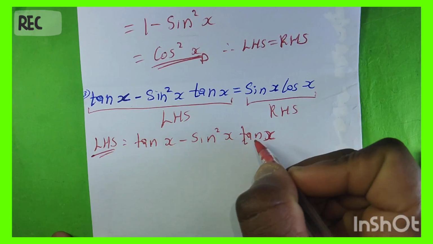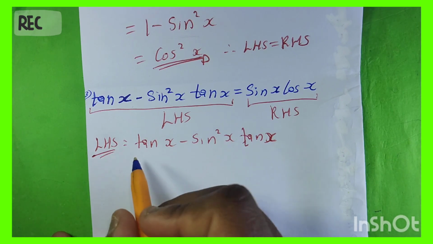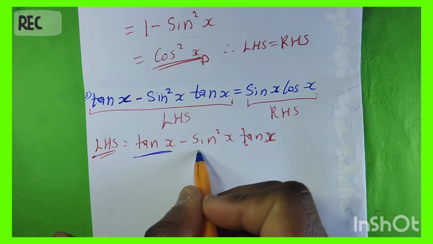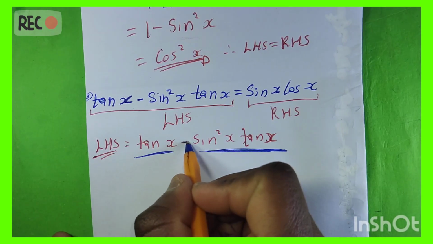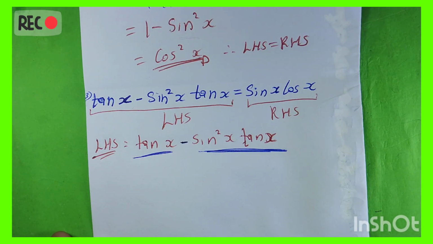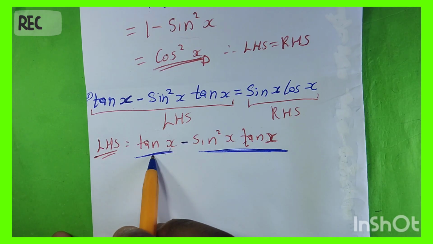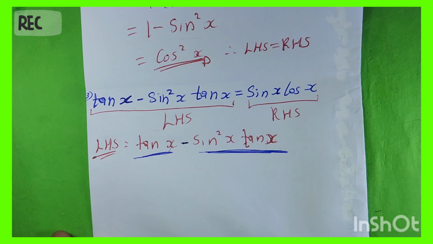Because here we have two terms. We have this term as well as that one. They are separated by a negative. Someone else can just change this to be sine over cos, and change that one to be sine over cos.